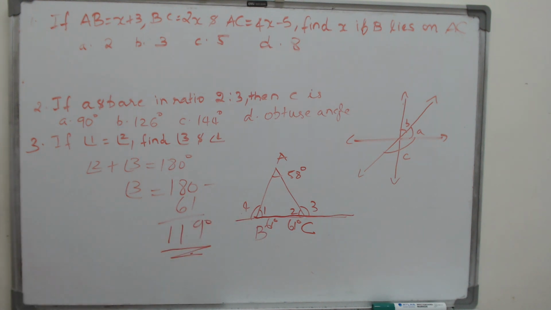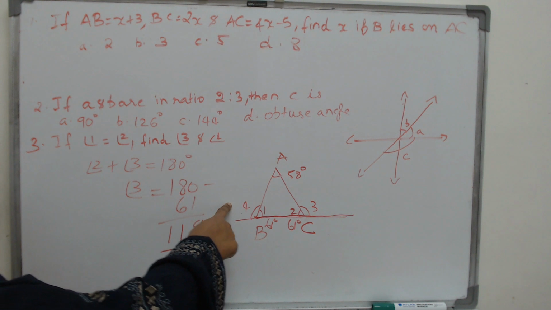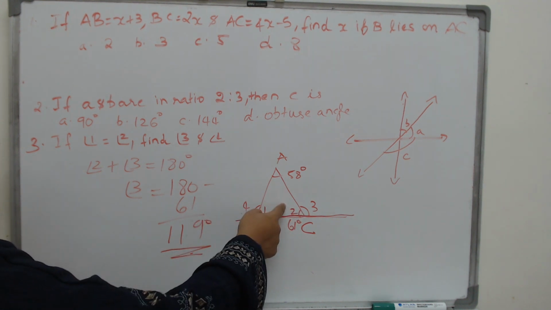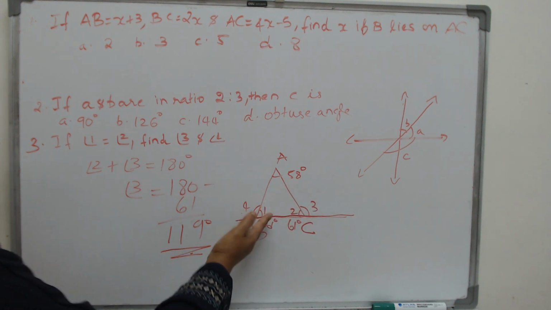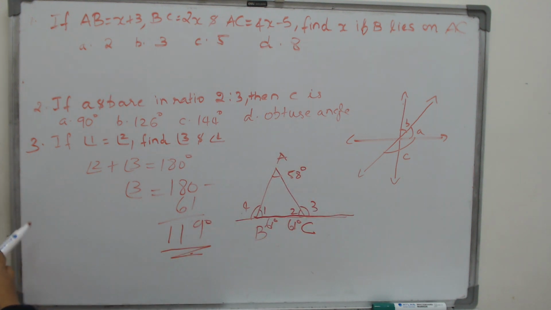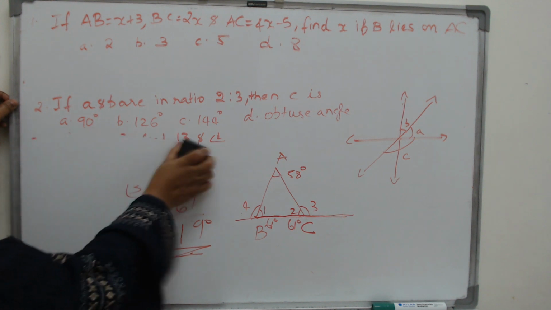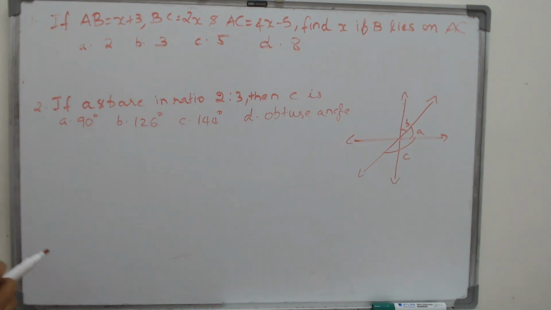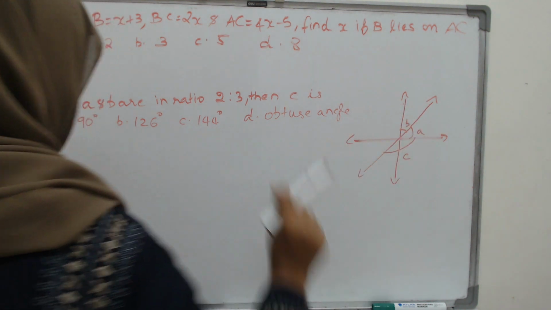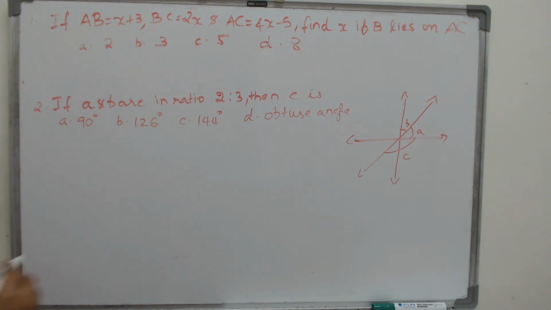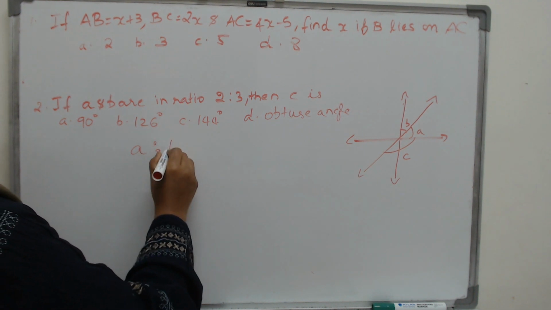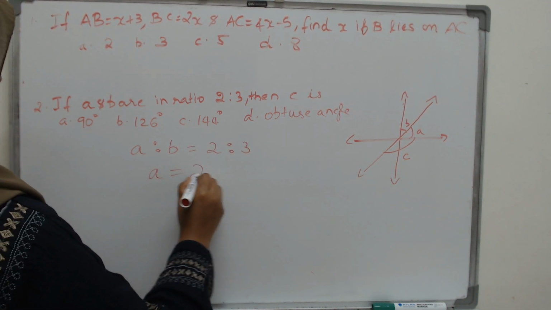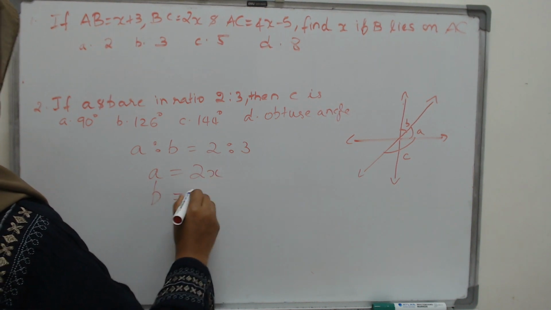And remember, this also serves as a rule. If the two interior angles are equal, obviously it means the ones which come outside will also be equal. Now look at the second question. What do you have here? You have 3 angles, out of which 2 are in a ratio. A is to B is equal to 2 is to 3. Then you can take A as 2x and B as 3x.